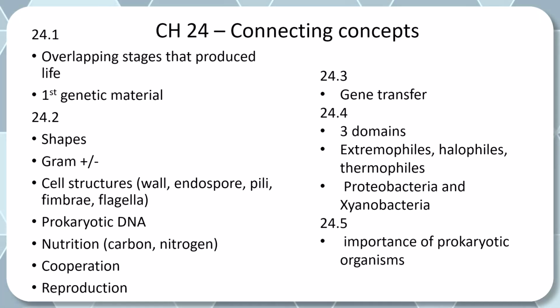Bacteria reproduce by binary fission, which is an asexual kind of reproduction, but there's genetic diversity because they can do horizontal gene transfer through conjugation, transformation, and transduction. The three domains of life are bacteria, archaea, and eukarya. So two of those three domains are prokaryotic. Archaea are sometimes extremophiles, meaning they can live in extreme environments, and two specific kinds of extremophiles are halophiles, which live in salty environments, and thermophiles, which live in high temperature environments.